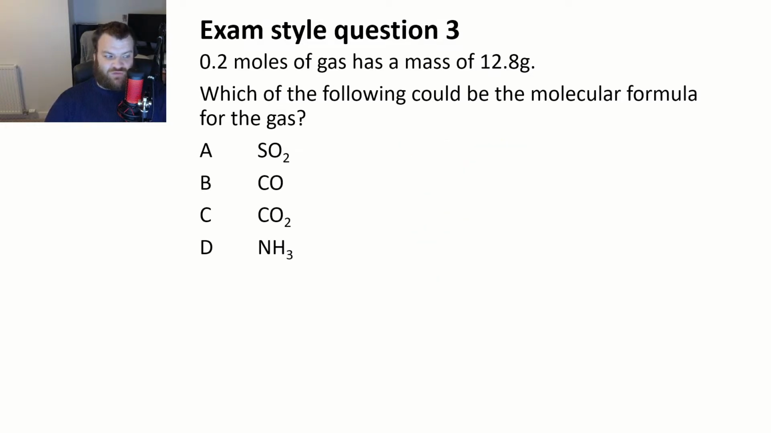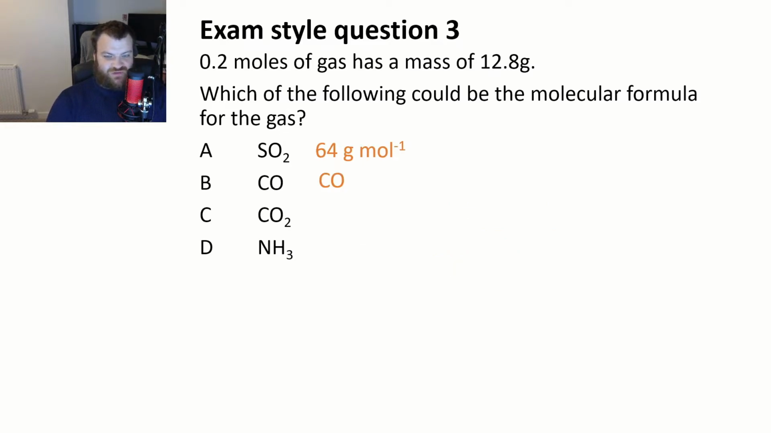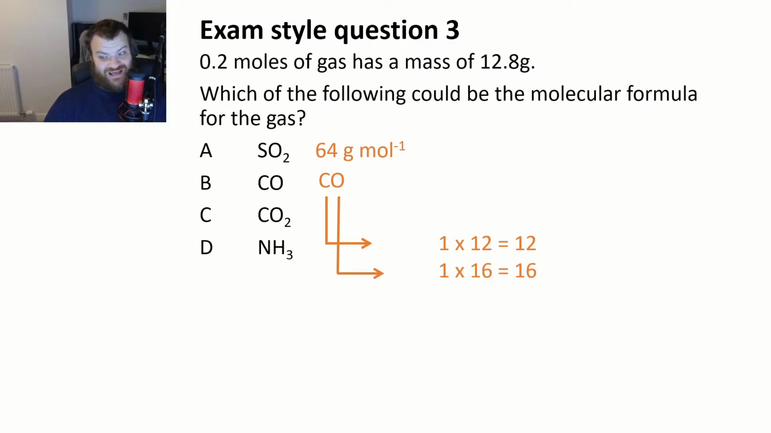We can then go through each of the options and see which of these has a formula mass equal to 64. Sulfur and oxygen, we have 1 sulfur, which is 32, 2 oxygens, which gives you 32. Added together gives you 64 grams per mole. Follow it through just to make sure we're doing the right thing. Carbon monoxide, CO, would have 1 carbon of 12, 1 oxygen of 16, giving you 28 grams per mole.